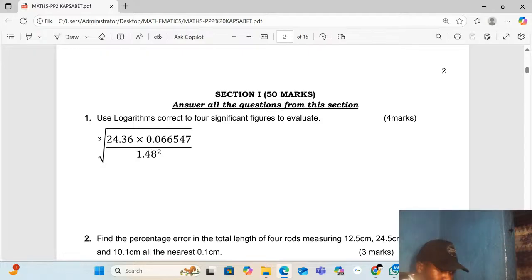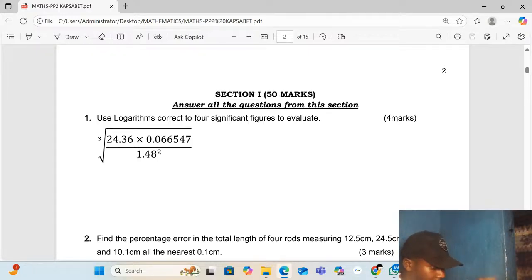So they are asking us to use logarithms correct to 4 significant figures to evaluate the given problem. As you can see, that is the cube root of 24.36 times 0.066547, then we divide by 1.48, and then it is squared.